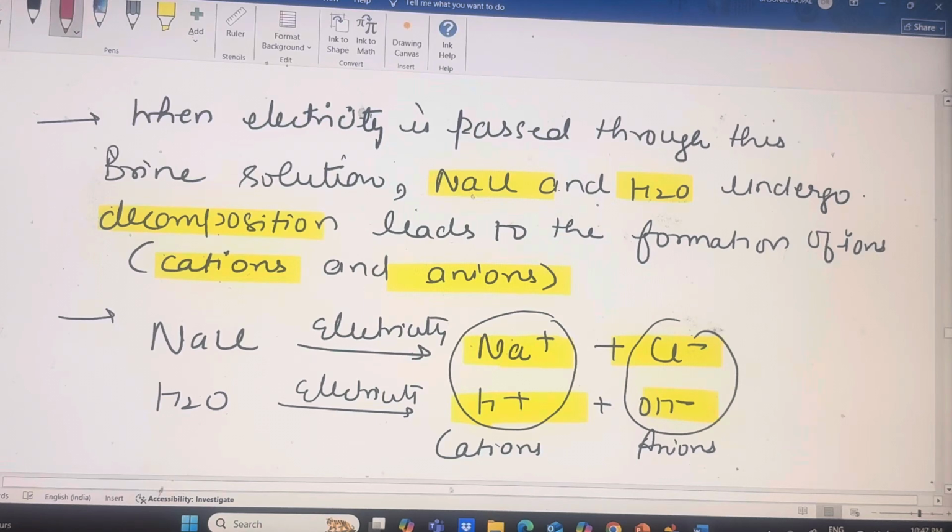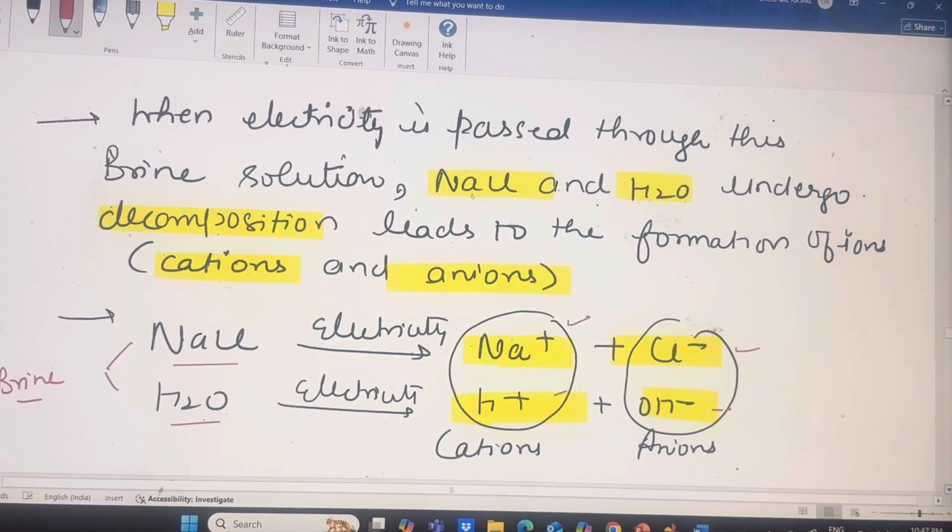So in electrolysis, whenever we have an aqueous solution of NaCl and water, they both together make brine. And when electricity is passed through this aqueous solution of brine, the sodium chloride will undergo dissociation and is converted into sodium ions and chloride ions. And the water will also decompose to give hydrogen ions and hydroxide ions.